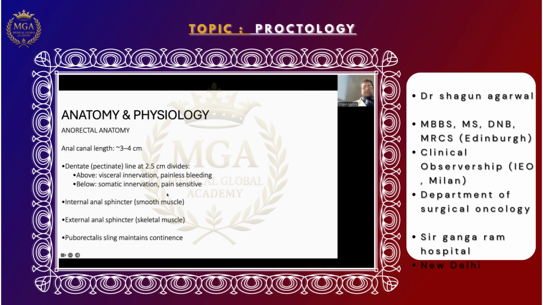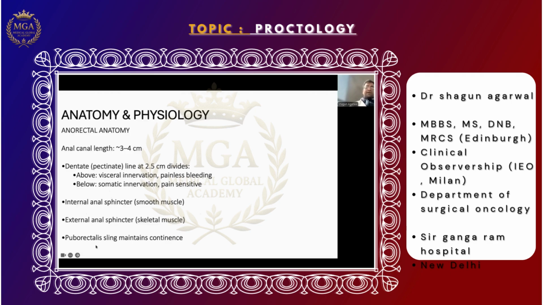The internal anal sphincter is smooth muscle, and the external is skeletal. So the internal is not under our control; it's involuntary, while the external anal sphincter is under voluntary control through the pudendal nerve, S2, S3, S4, which maintains the pelvic floor. This becomes important in the continence aspect.